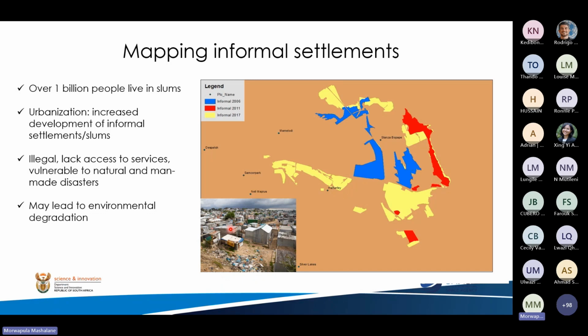They have an illegality component, in the sense that they are informal and they often lack access to services. The people there are vulnerable to natural and man-made disasters, as some build their slums within wetlands, along the river areas, where those housing structures can easily be washed away. Some are even building on top of servitudes. Some are even building on top of landfill sites at times in certain countries. And that may lead to very high environmental degradation.